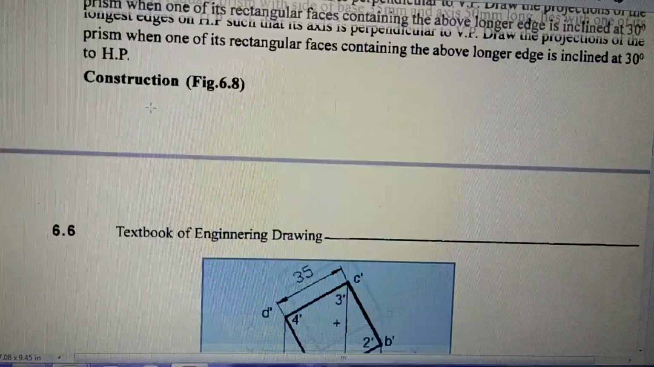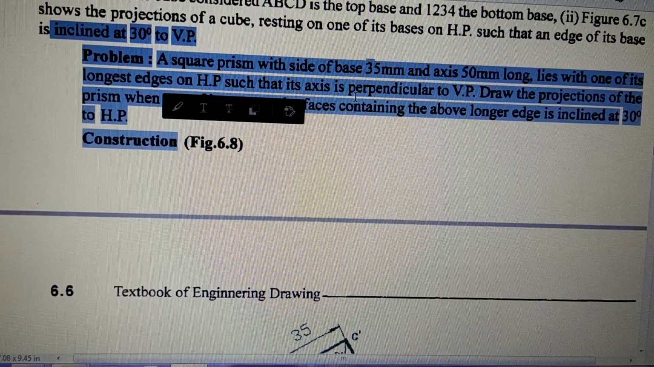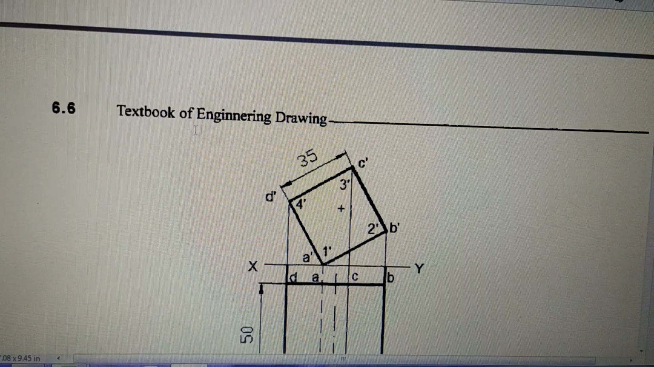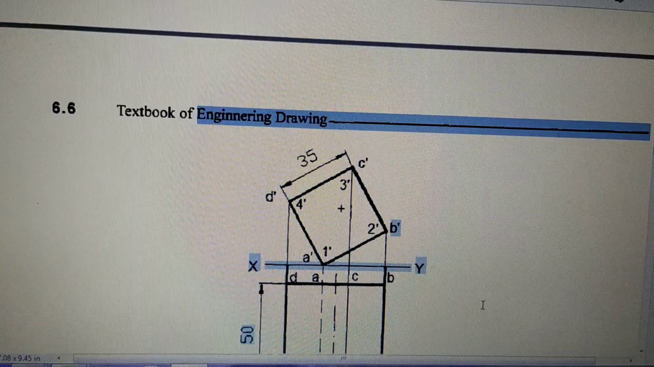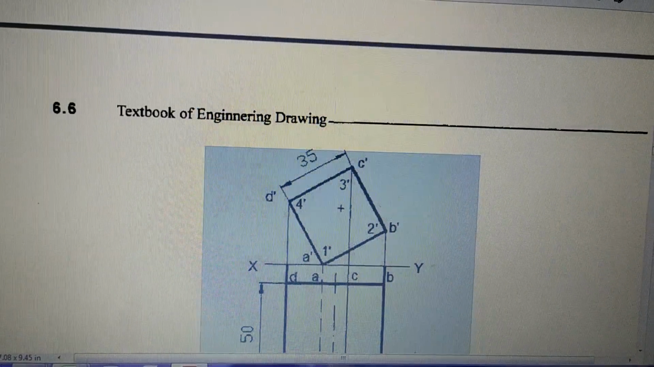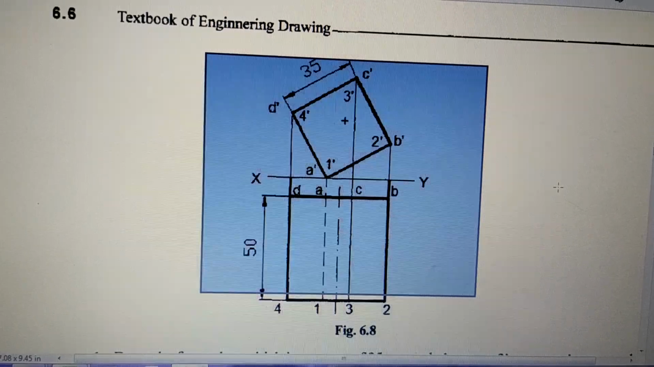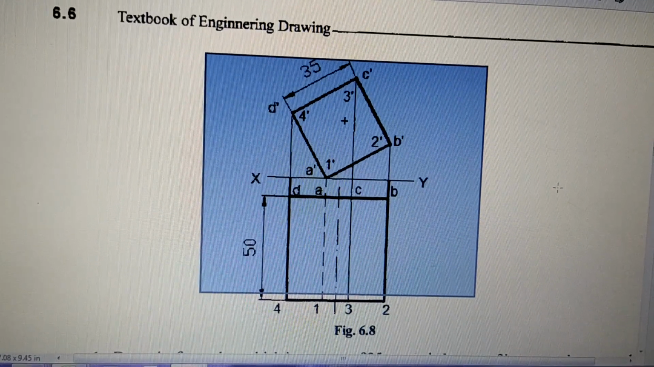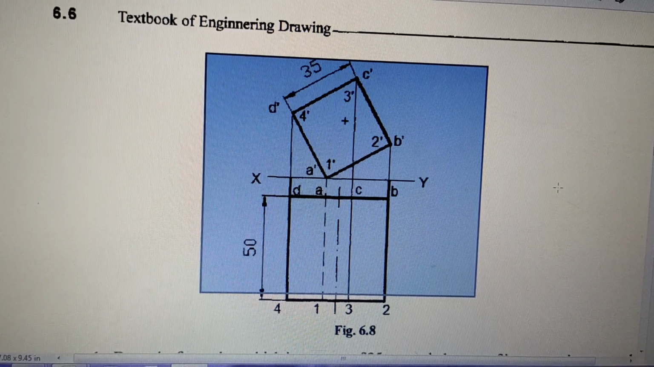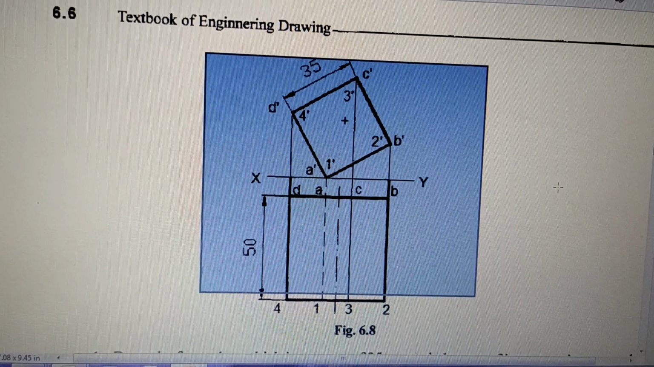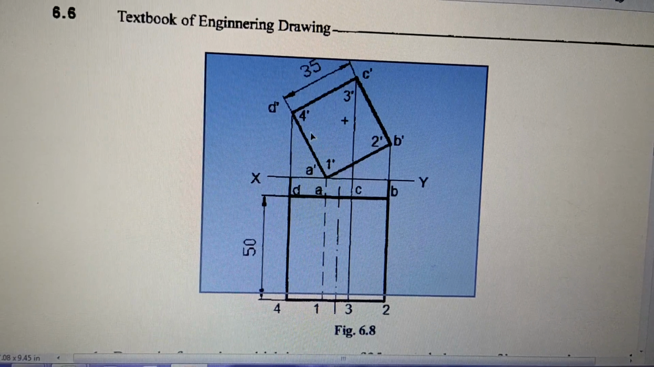So now all you have to do is read this problem, understand, imagine what it means, and then the answer is already there. This is the answer. The answer is already there. So you have to just copy the answer, but you have to understand and copy this. This figure you have to copy by understanding why it is drawn like this.